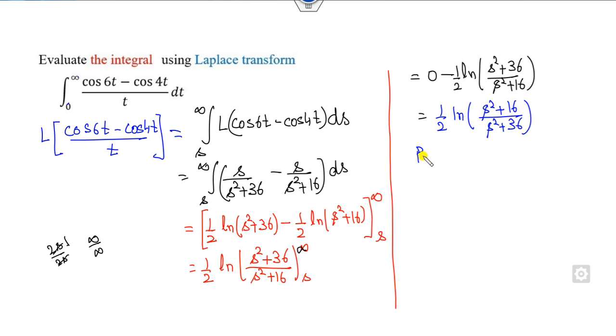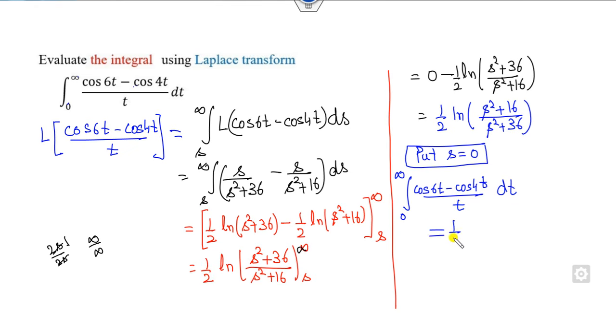Now there is no other term, so you can substitute s equal to 0. So this integration, the integral of (cos 6t minus cos 4t) divided by t dt, is equal to, substituting s as 0, half ln of 16 over 36. I can divide it by 4, so 4 over 9, that's (2 over 3) square. So it is ln of 2 over 3. The square and half will be cancelled out. So ln 2 by 3 is the correct answer.